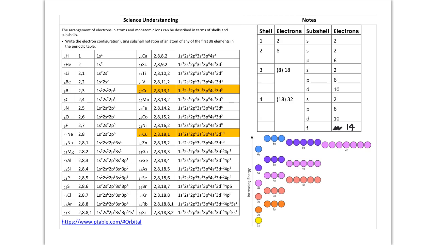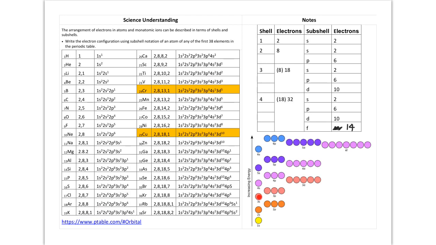Now, that might be a little bit confusing like that, and as I said, you can go back to this website, but you can also use this picture here that sort of shows from the bottom how they fill up. So we have the S subshell, and each of these dots can hold 2 electrons. So the S subshell can hold 2. After the S fills up, the second shell starts to fill up, and the 2S fills up. Then the 2P fills up with 6 electrons. So there's 8 electrons in total in the second shell.